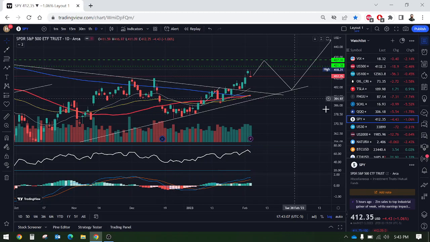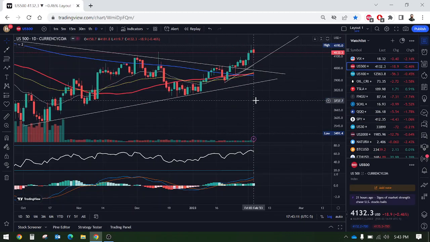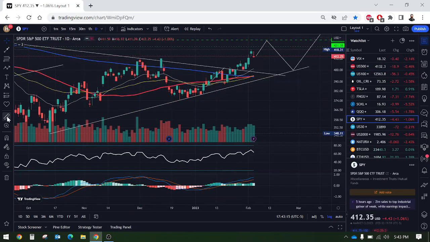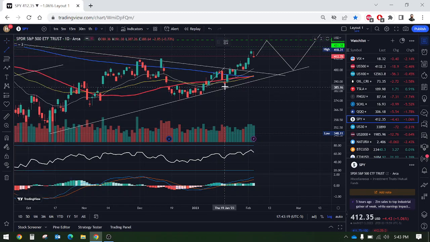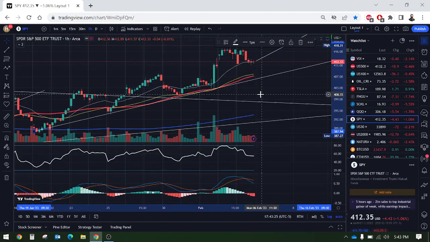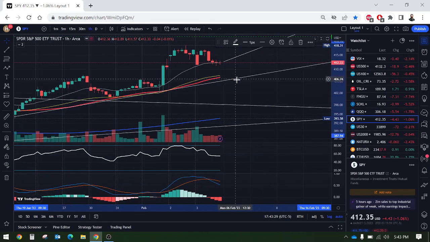Now, if we do go down, let's go to US 100. There's this trend line, or we can look at SPY. So there's this trend line. If we do go down, you can use this trend line. Then you go to hourly, and then go to auto. This is a trend line, so we could come here around 407 and then bounce. So be mindful of that.